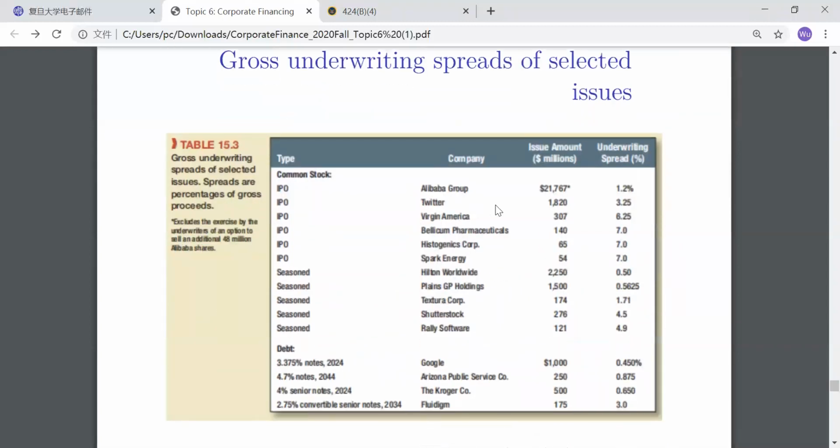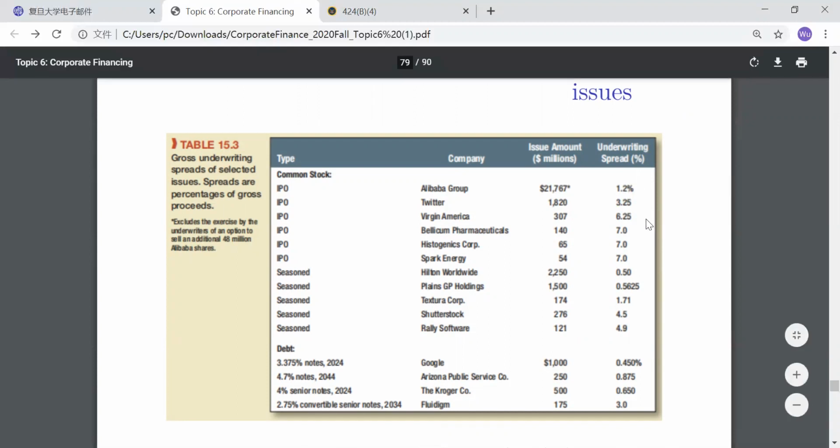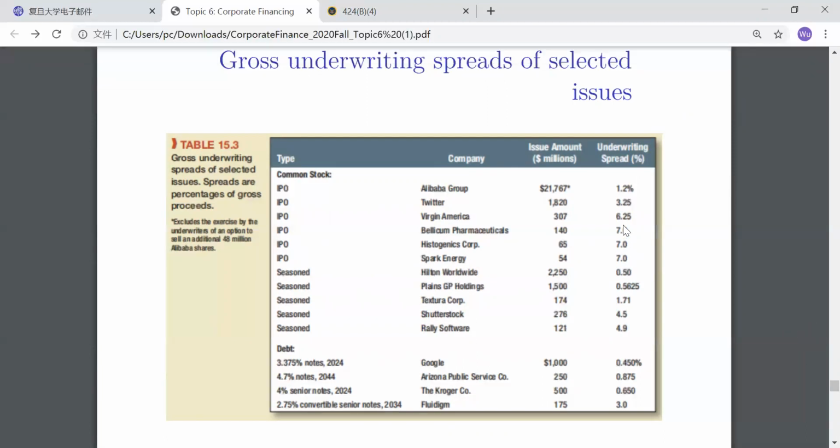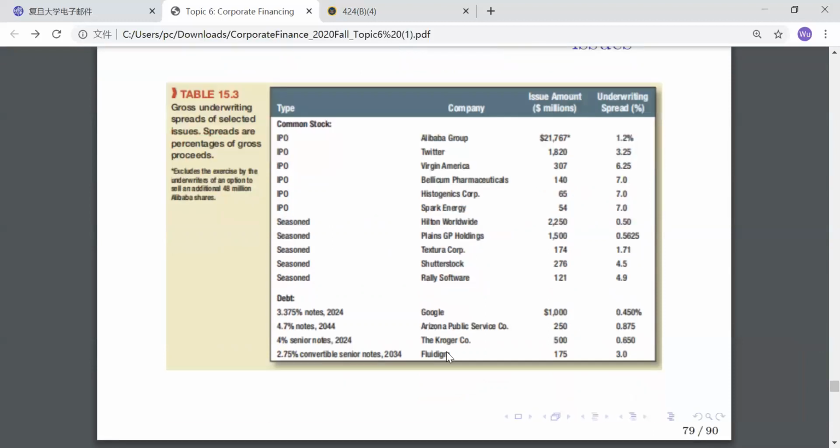This table shows the gross underwriting spread for selected issues. For Alibaba, it's 1.2%, and for this company, Spark Energy, it's 7%. For this energy stock, or a pharmaceutical company, it's difficult to sell the stock because the company has lots of proprietary information and technology-related knowledge that investors do not necessarily know. For debt issuance, it's typically much lower. For Google, the underwriting spread is 0.45%.